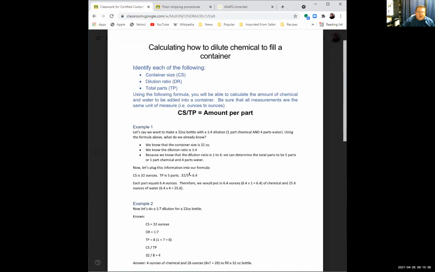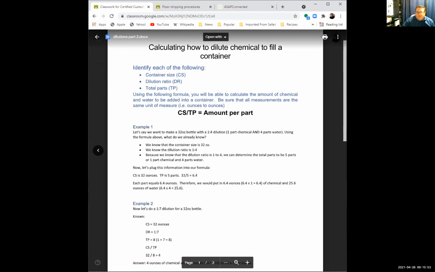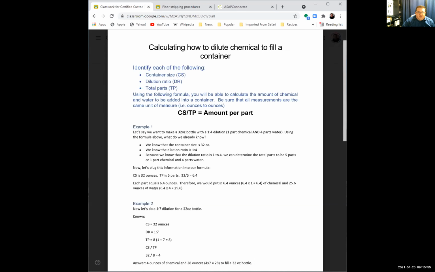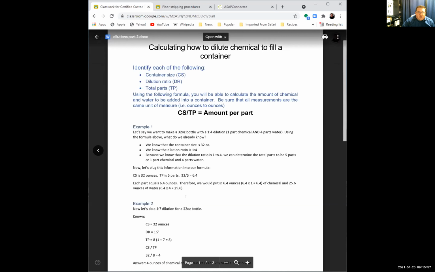So 32 divided by 5 is 6.4. So in this bottle, each part equals 6.4 ounces. So we would put in 6.4 ounces of chemical and 25.6 ounces of water. That right there is how we do the math for this.